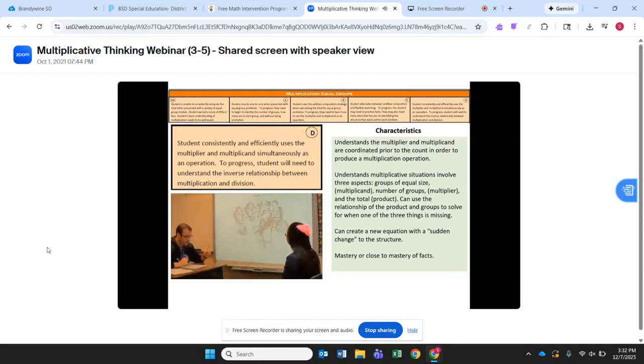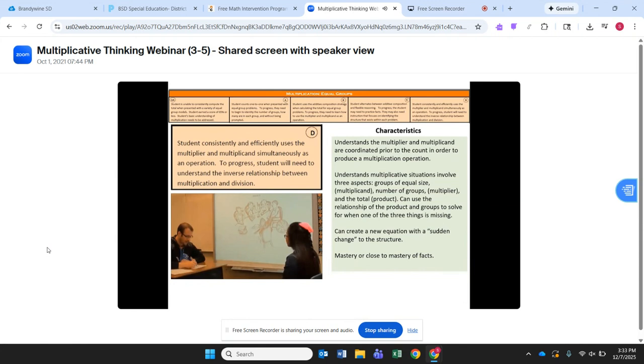If there were 4 tables in a room that looked like this, how many people would there be? Oh, I was in pictures. Okay. 20. How'd you figure that out? 5 times 4. Okay. So characteristics, it says understands that multiplier and multiplicative are coordinated prior to the count, right?